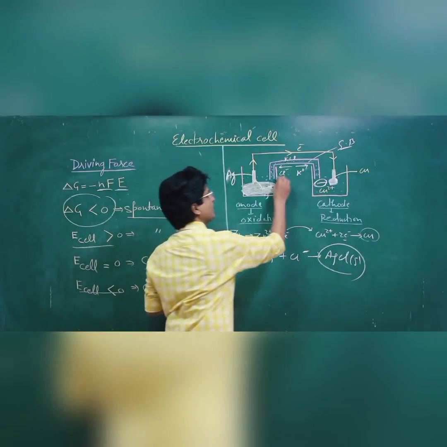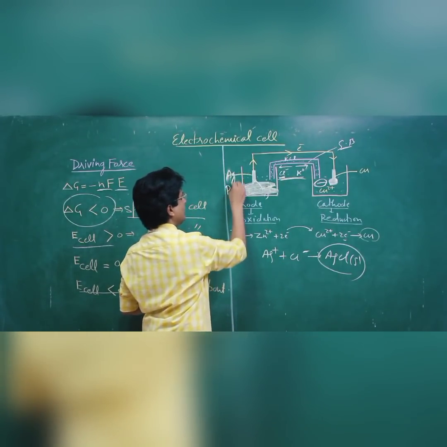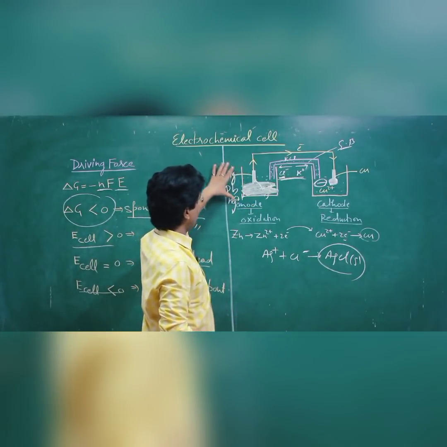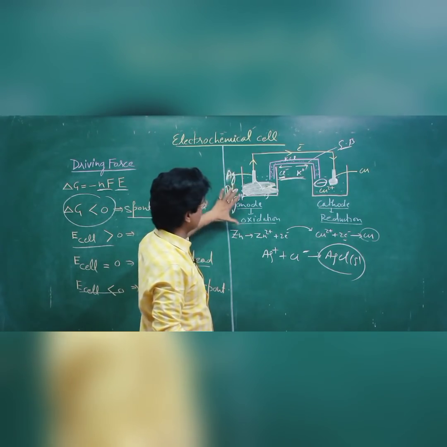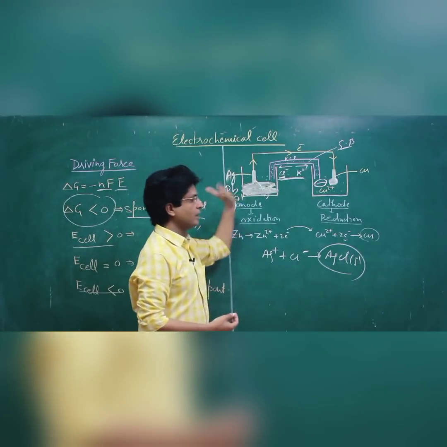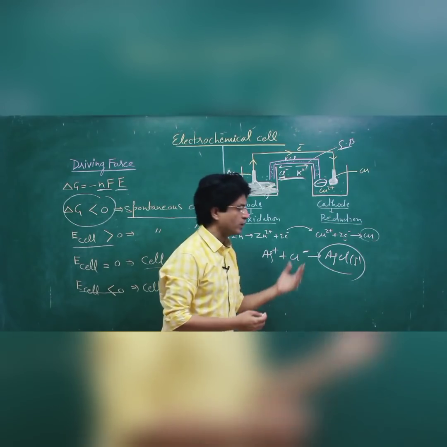Remember that if I am using KCl here, I cannot use on anode silver, lead and mercury. The reason being, the chlorides of these three elements are insoluble. They will give you precipitate. The moment you get precipitate, ions cannot form there. Is that clear? Let's move further now.